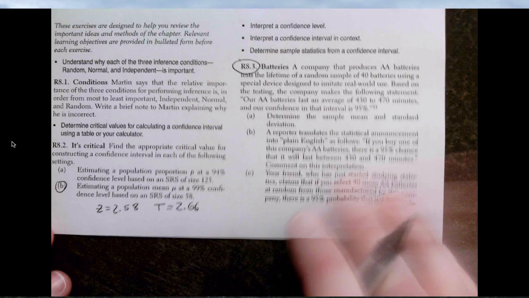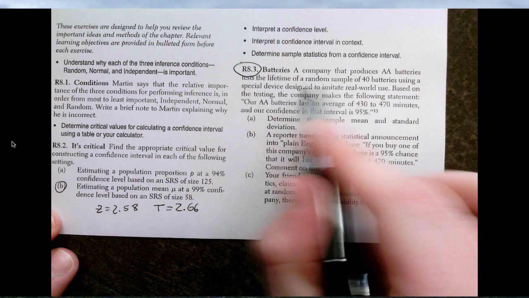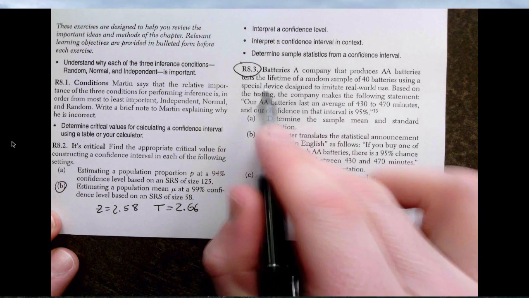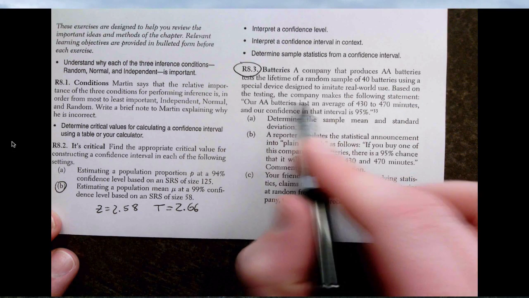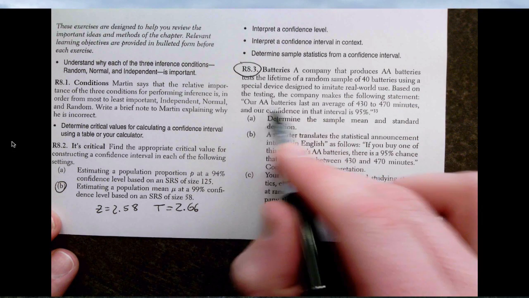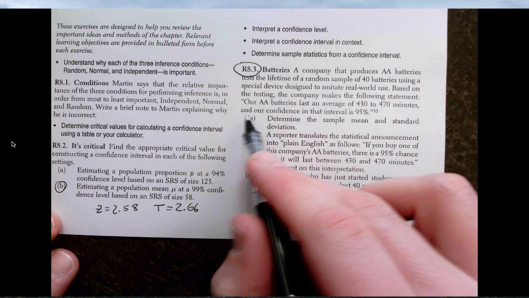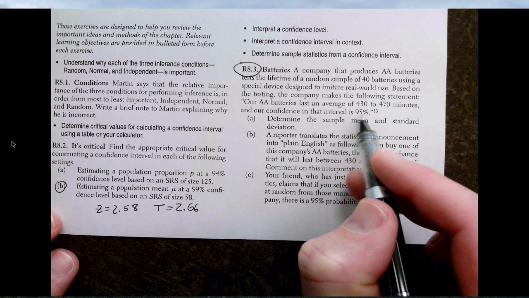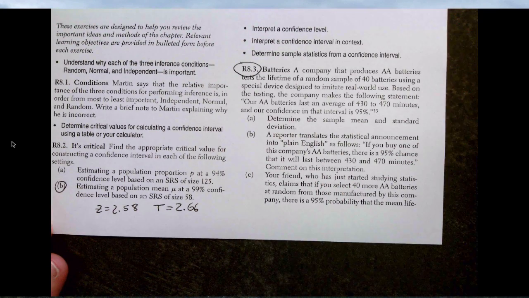Okay, the next one's on batteries. It says a company that produces AA batteries tests a lifetime of a random sample of 40 batteries using a special device designed to imitate real-world use. Based on the testing, the company makes the following statements. Our AA batteries last an average of 430 to 470 minutes, and our confidence in this is 95%. Okay, determine the sample mean and standard deviation.